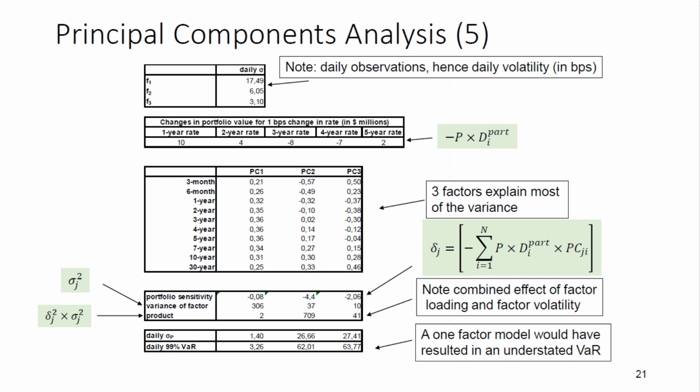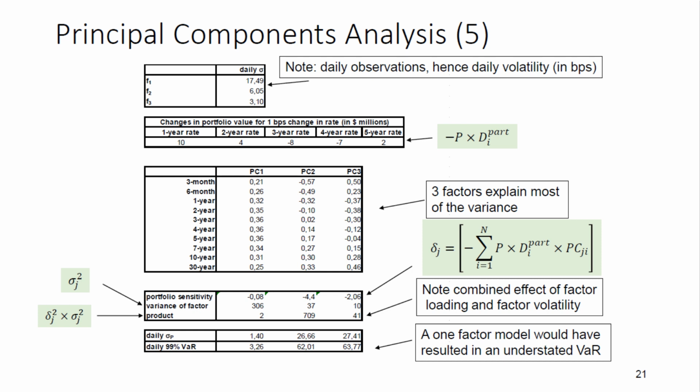But it's the combined effect of the square of the sensitivity of the portfolio times the variance which does the job. Because the sensitivity for parallel shifts is almost 0, it's only minus 0.08. If I square that and multiply it by 306, then the overall effect is only 2. Whereas if I look at the rotation factor, its sensitivity was much higher, minus 4.4. If I square that and multiply it by the variance of the second factor, the 37, then the effect is huge, 709. And then the third factor has a contribution of 41.